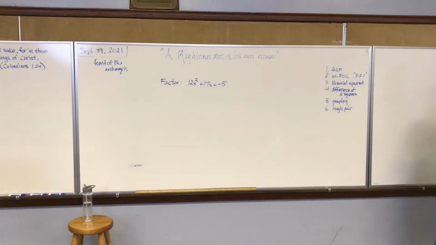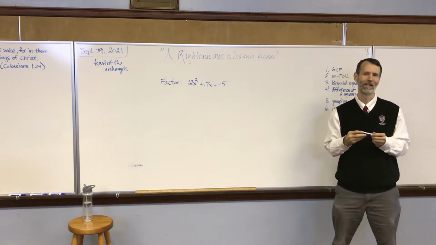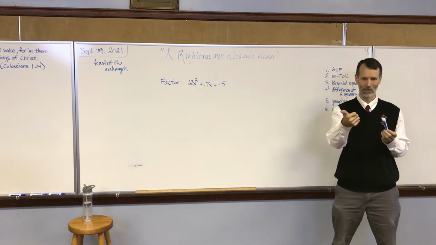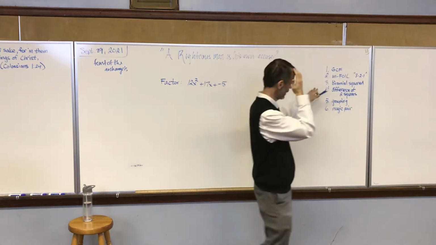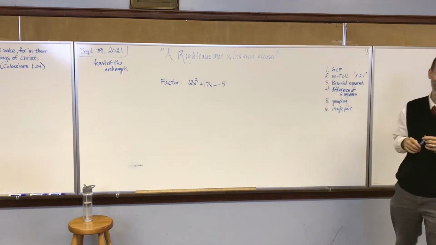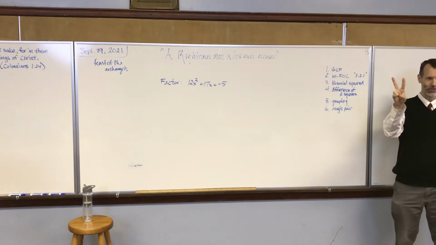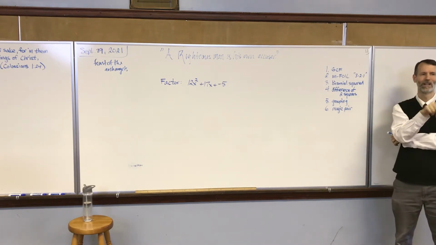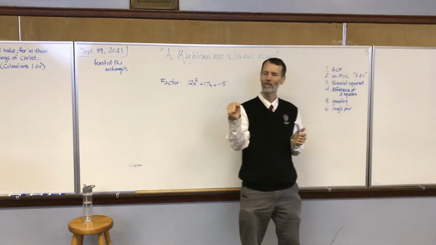Binomial squared. Can somebody name me the 3-step pattern for a binomial square? Mary, help me out there. Square the first, double the product, square the last? Exactly. Number 4, difference of 2 squares. When can you use that? Two terms, they're both squared, and what in between? Subtraction. A square minus a square. Difference of 2 squares needs a square minus a square.